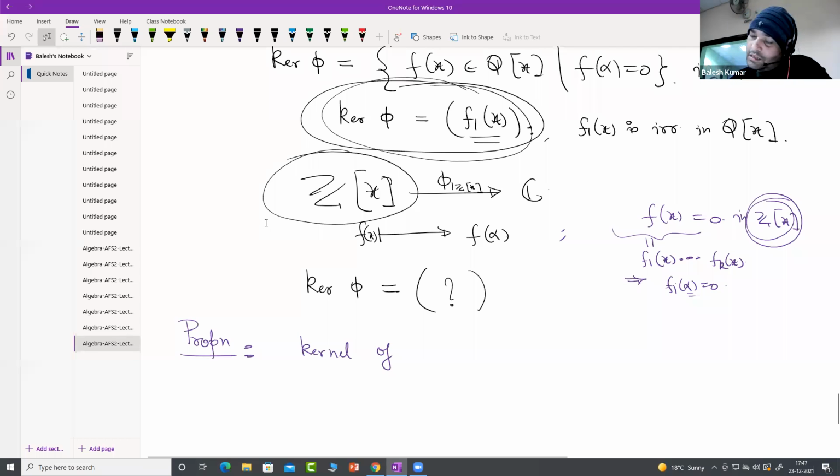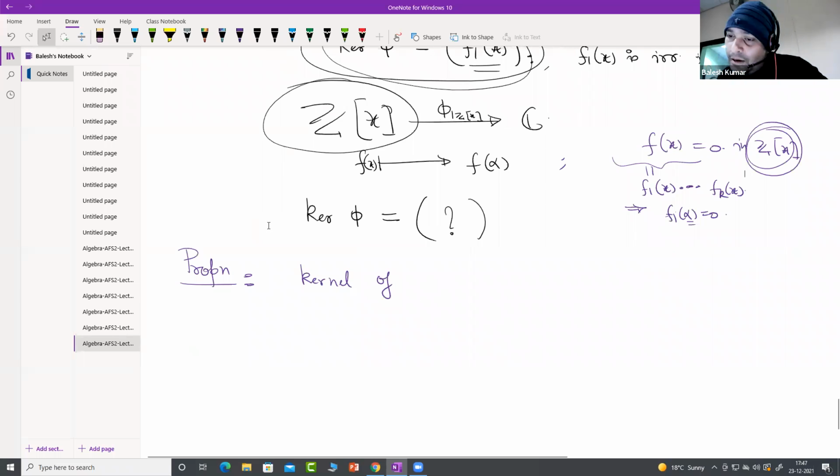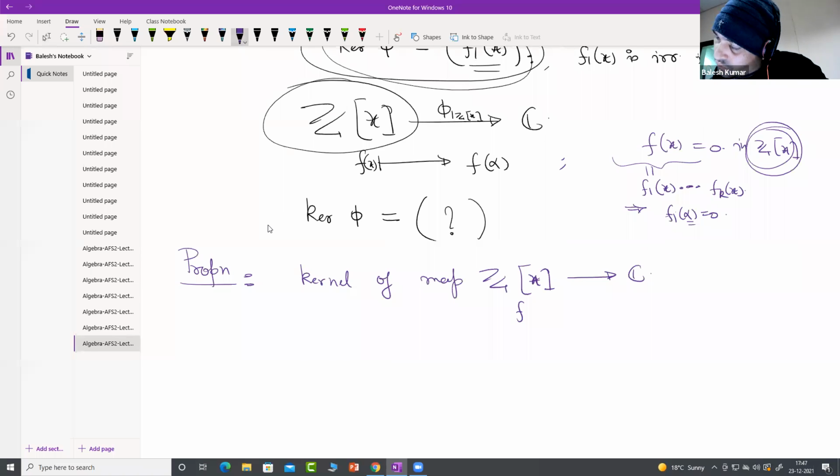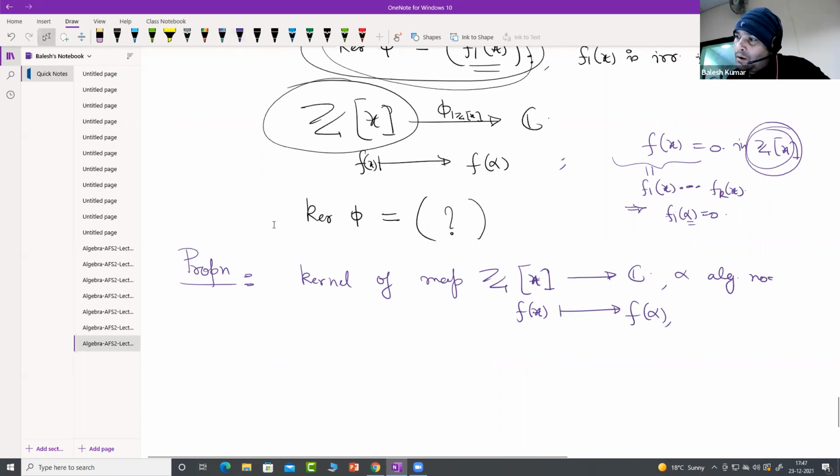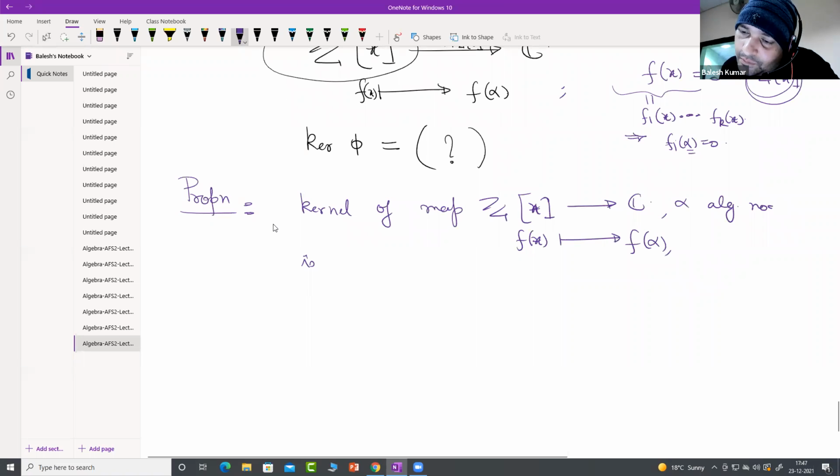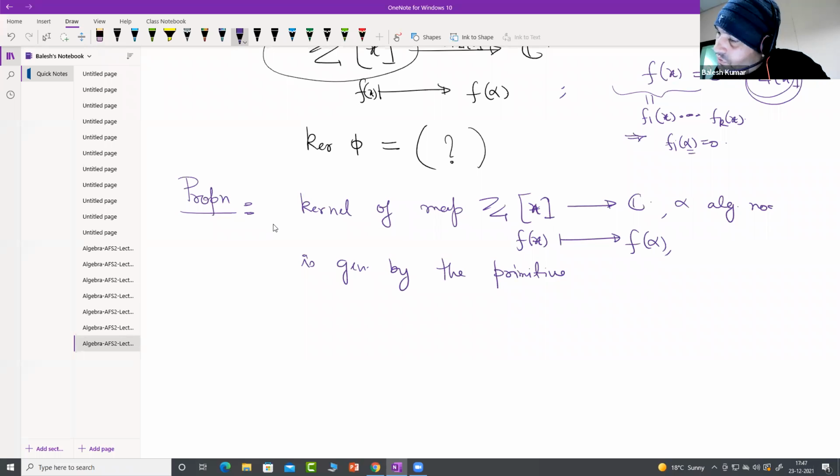And this is exactly the proposition that we would like to state: that the kernel of the map Z[x] to C, where of course f(x) goes to f(alpha), and here I am assuming alpha is an algebraic number, is generated by the primitive irreducible polynomial for alpha.